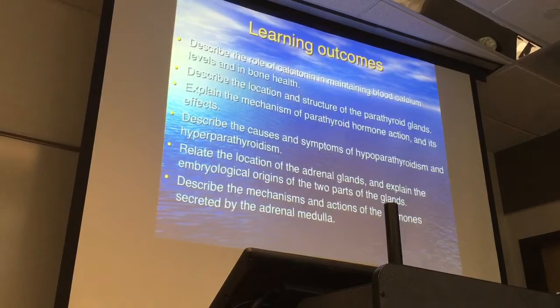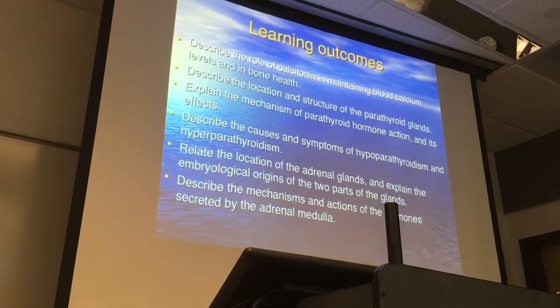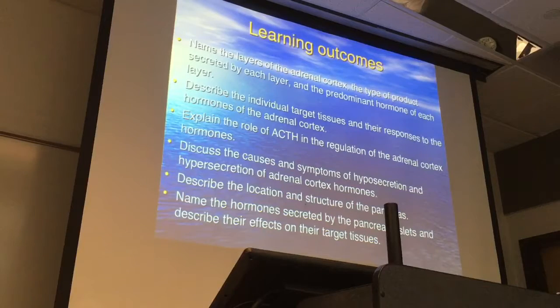Like the posterior pituitary, part of it is neural tissue, the other part is, well, they're slightly different, but the other is not neural tissue. In the pituitary gland, it's epithelial tissue. In the adrenal gland, the cortex, the outer layer, is mesoderm in origin. Describe the mechanisms and actions of the hormones secreted by the adrenal medulla. And that, of course, is looking at ones we've already looked at before, epinephrine and norepinephrine. Name the layers of the adrenal cortex.